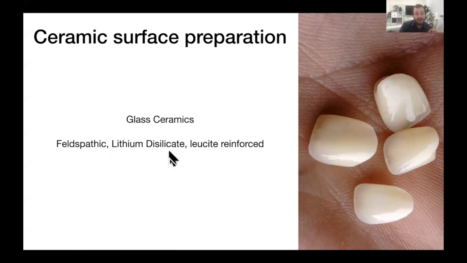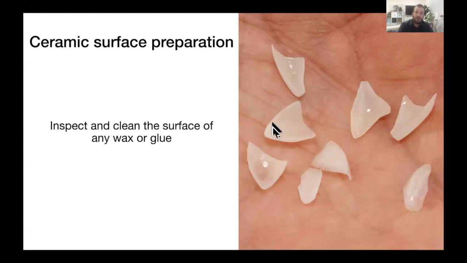And then we have the lithium disilicate, which is the most popular, also known as Emax. And then we have the leucite reinforced, which is less popular, also called the Impress. Most of the cases are lithium disilicate, and we have a lot of cases with feldspathic as well. After we talk about preparing these surfaces, we will brush quickly on the zirconia, but it's not the topic of today.